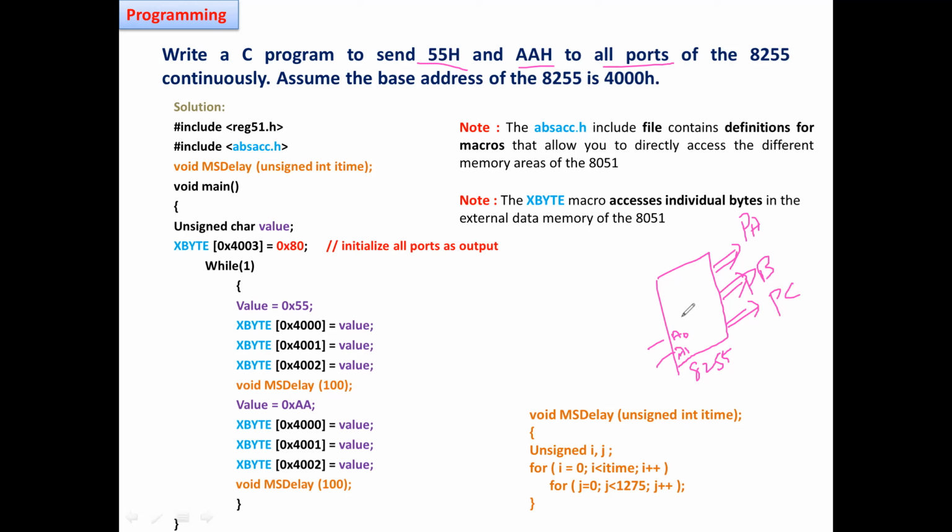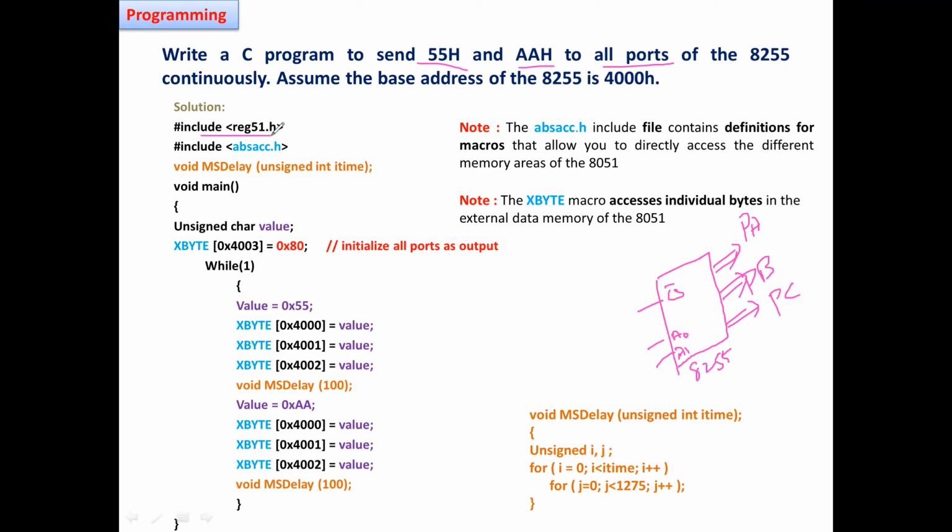Once you select the particular port, whatever data you pass will be put on that particular port A. Chip select should be 0. Just see the design in the previous slide. Let us start the program, a simple program.